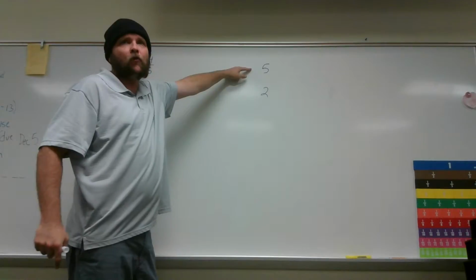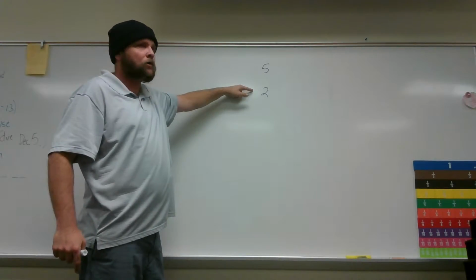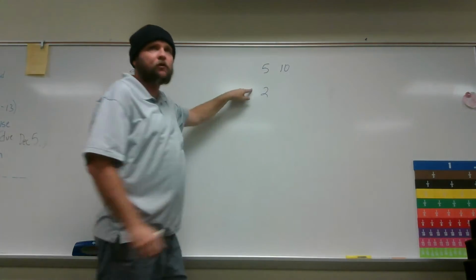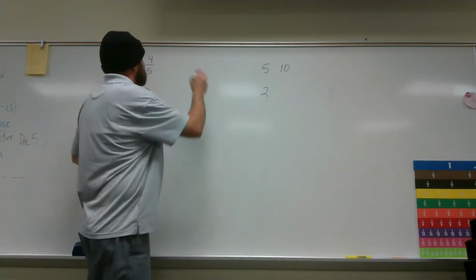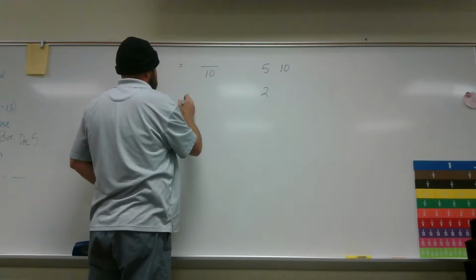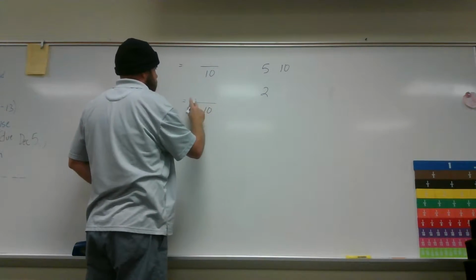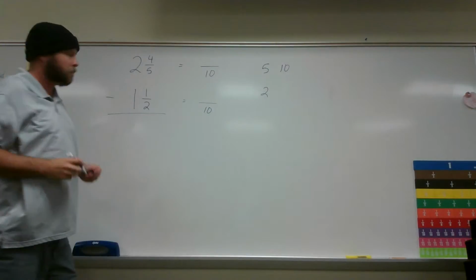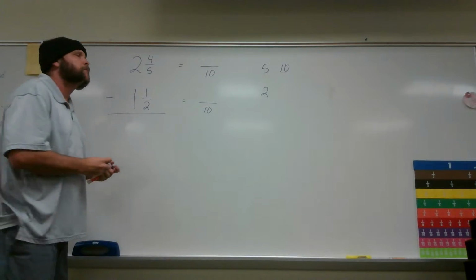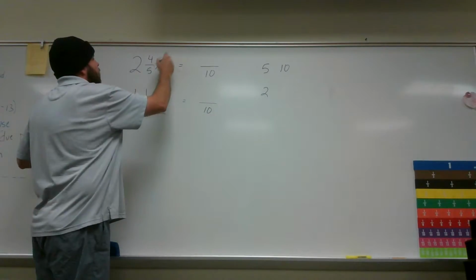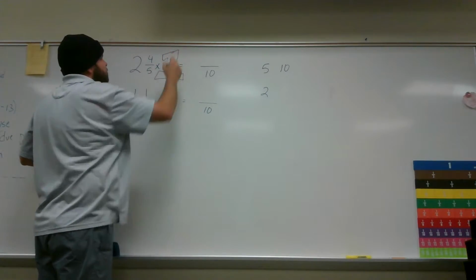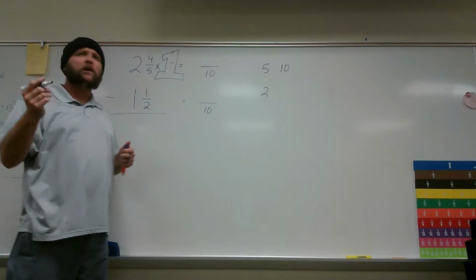Is 5 a multiple of 2? No. Because 5 is... the next one is 10. Is 10 a multiple of 2? Yes. So I'm going to change these so they both have a denominator of 10. Alright, you with me? Yes. I need to multiply by a fraction that equals 1, because if I multiply by something that equals 1, I'm not changing the value.